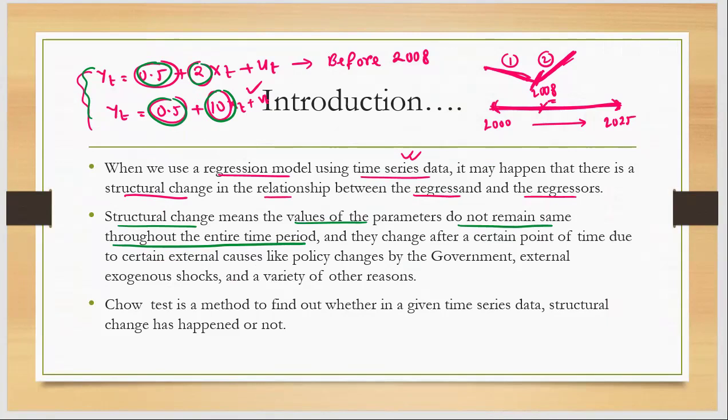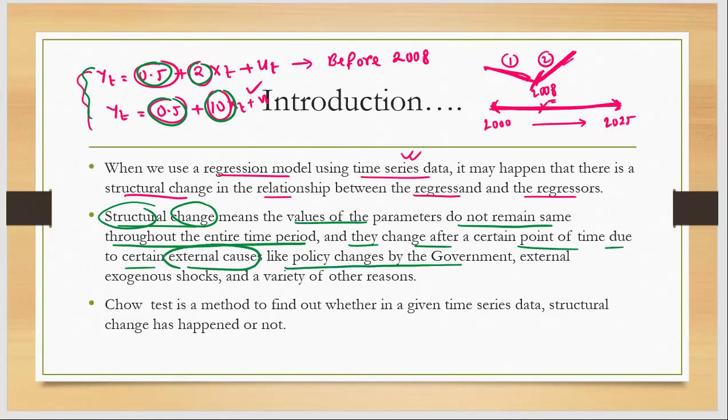Due to some sort of intervention, due to some sort of policy, or due to some sort of external shock, the parameters are getting affected. And that is the reason why we need two different equations to model the entire scenario. That is when we will say structural change has taken place. And they change after a certain point of time due to certain external causes. What could be the external causes?